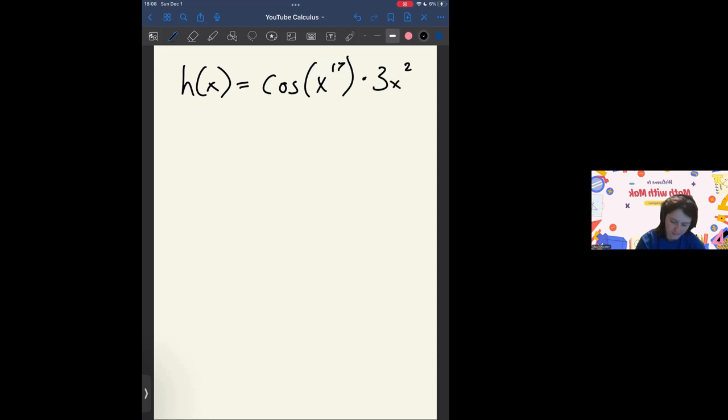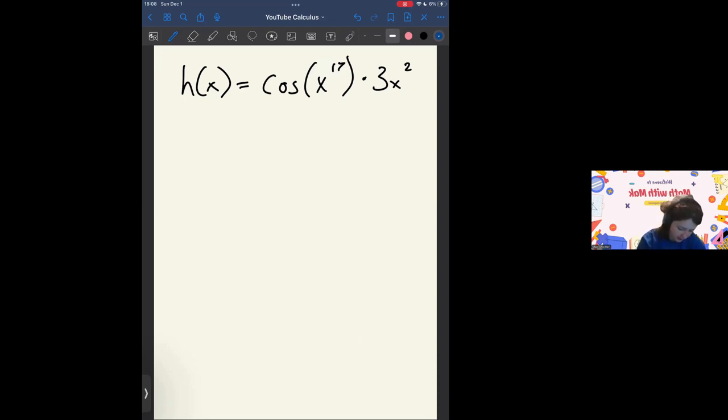And don't be afraid to stack them too. So let's look at this one. h of x equals cosine of x to the 17 multiplied by 3x squared. If you want to pause now, that's fine. But to continue, this is a multiplication, so it's a product rule, right?